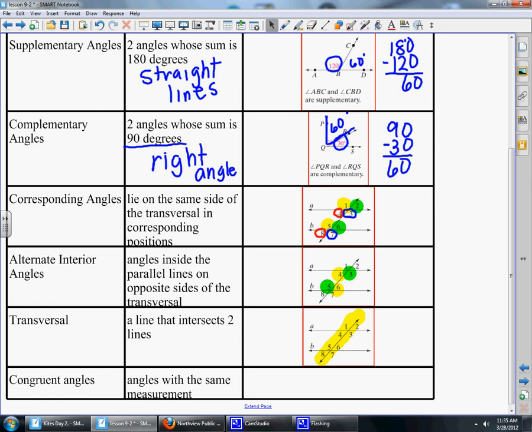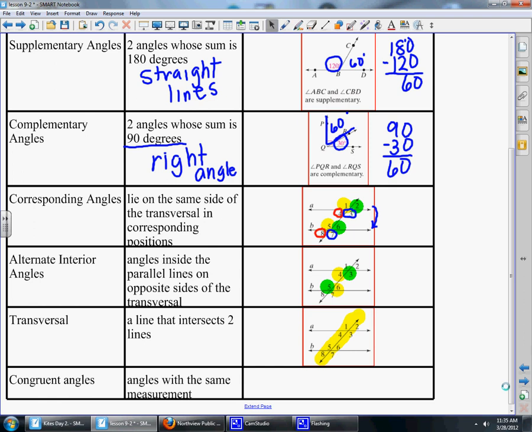Just as angles 2 and 6 would be in the same position if I moved line A on top of line B. So angles 2 and 6 are congruent. Same here, angles 4 and 8 are both on the bottom left of the transversal, so those would also be congruent. And then angles 3 and 7 would also be congruent.